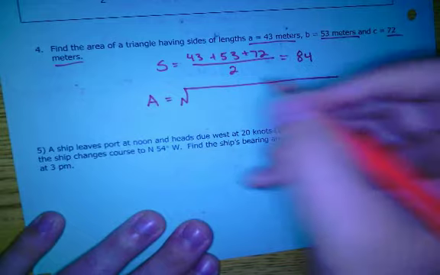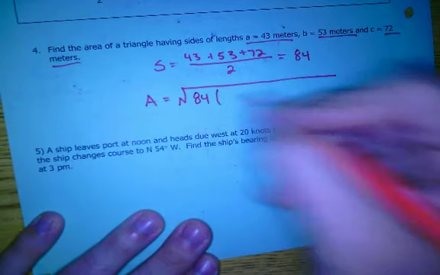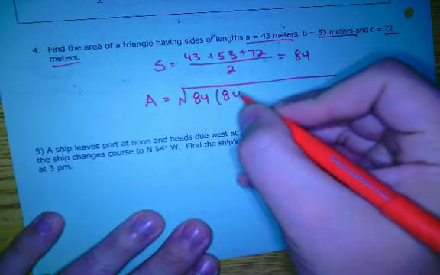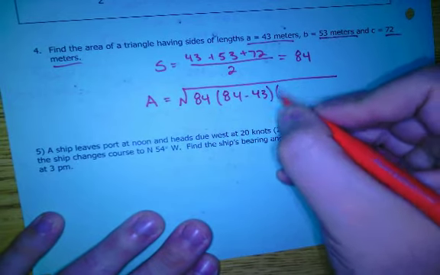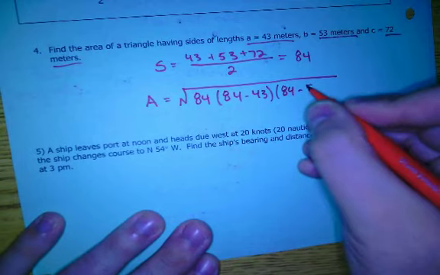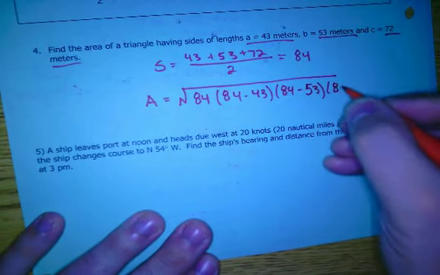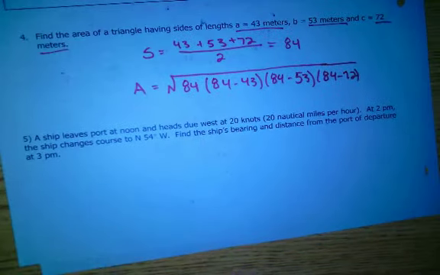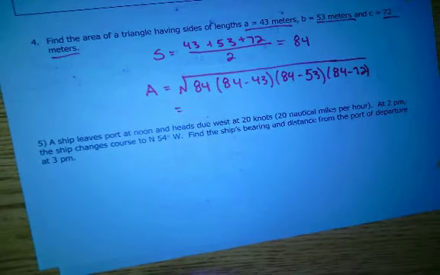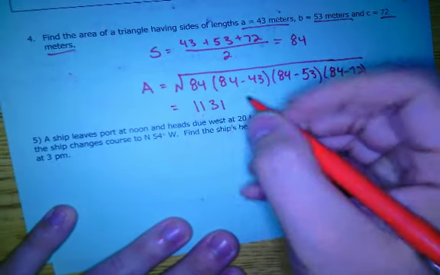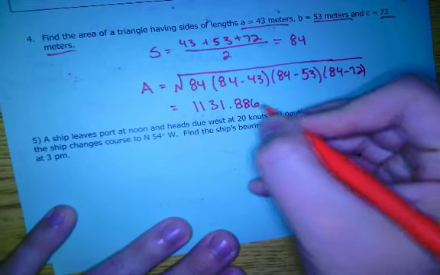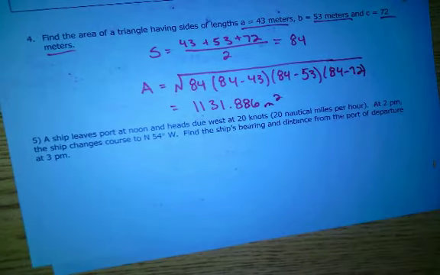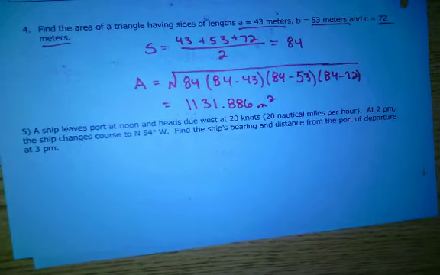Unfortunately this is a formula you're going to have to memorize. So it's going to be 84 times, just do this minus each side. 84 minus 43. 84 minus 53. 84 minus 72. Type that in your calculator. I'm sure you'll just have faith in me. 1131.886 meters squared.